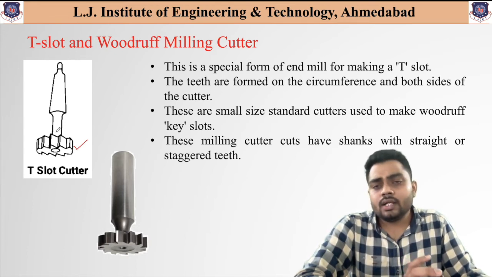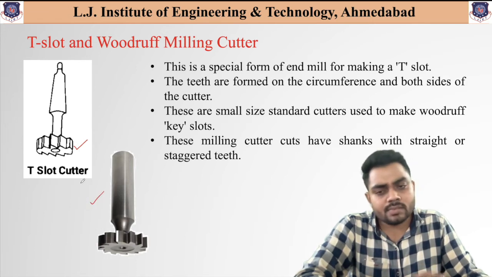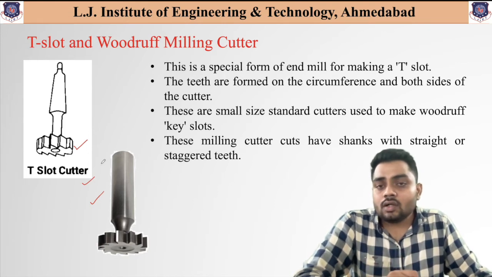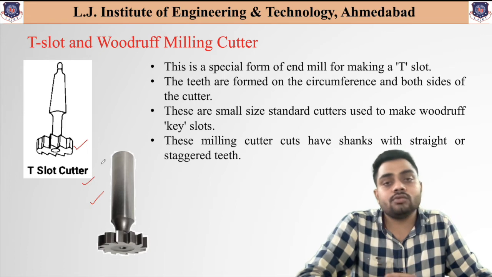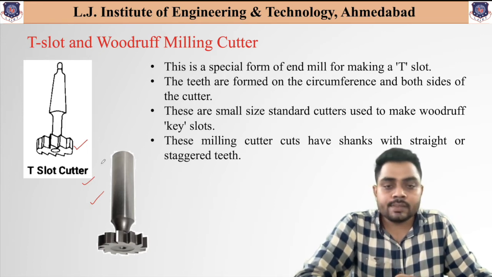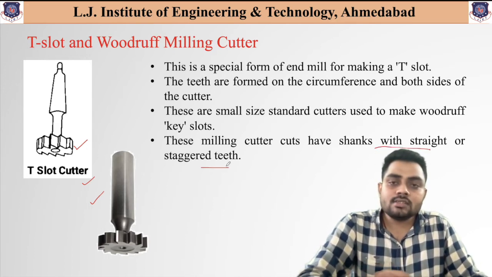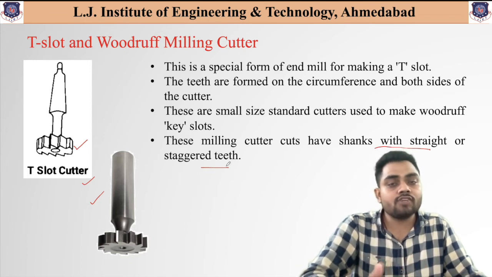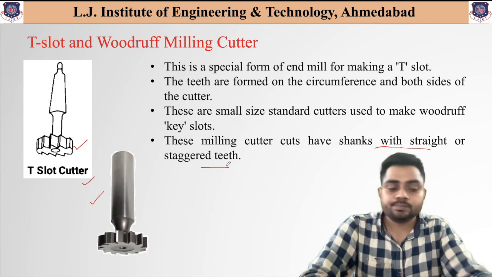So the geometry or overall dimensions of the T-slot and the Woodruff cutters are approximately the same, but the Woodruff milling cutters are mostly used to cut Woodruff keyseats into the workpiece. This type of milling cutter has shanks with straight or staggered teeth. So T-slot cutters are used to cut T-slots into the workpiece, whereas Woodruff milling cutters are used to generate Woodruff keyseats in the component.